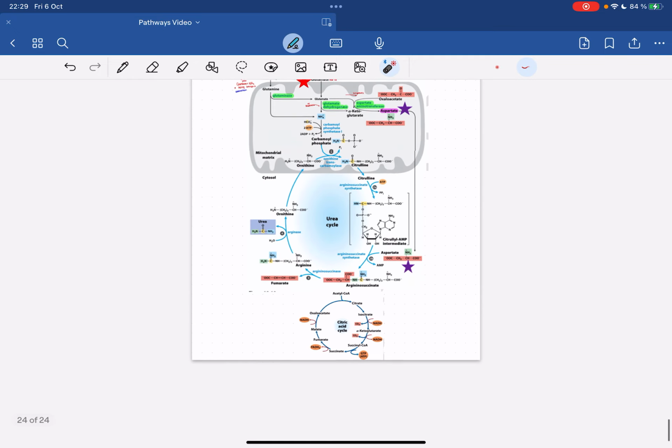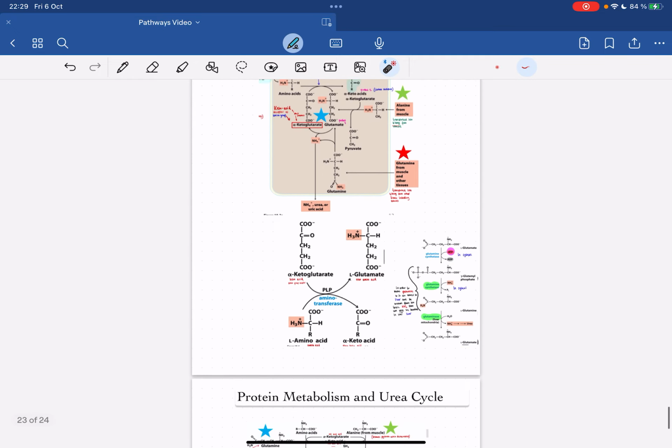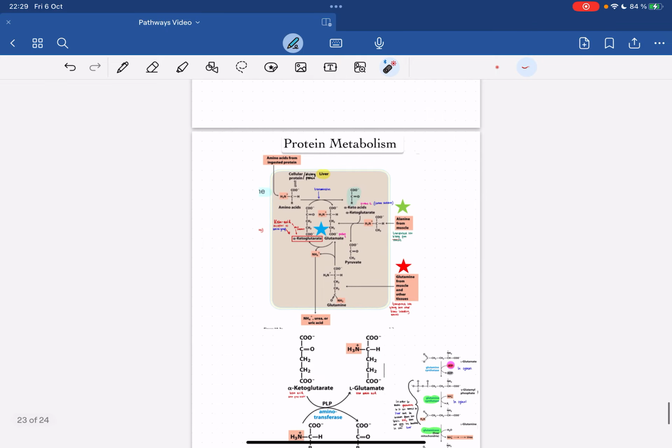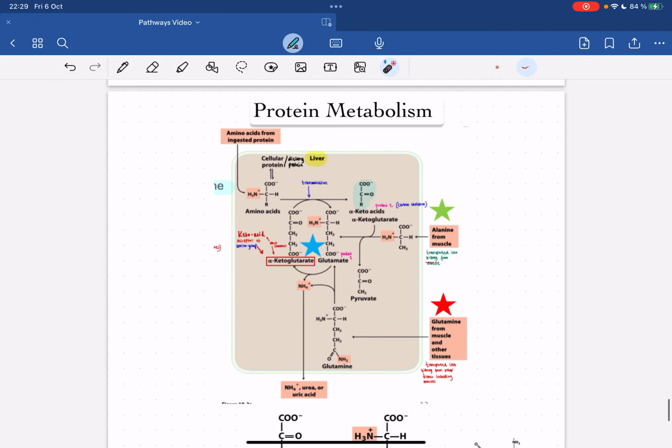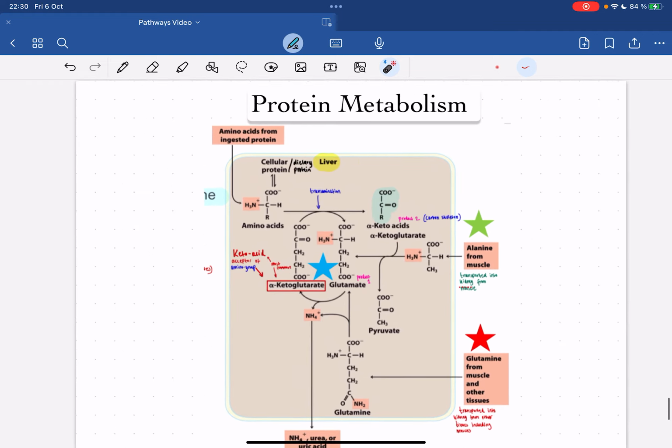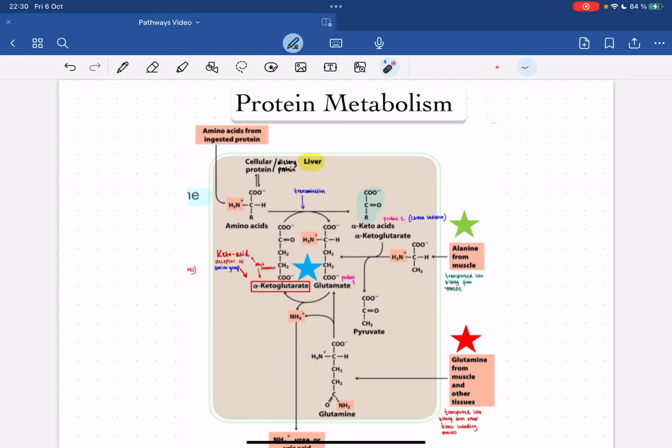Now we finally get into protein metabolism. This is the last thing that I'm going to go through with you guys today. So protein metabolism, of course, comes from dietary protein, which we ingest, and that is broken down in our intestines or even our stomach by a myriad of enzymes, which we mentioned in colloquium 1, I believe. And then they are broken down into amino acids.